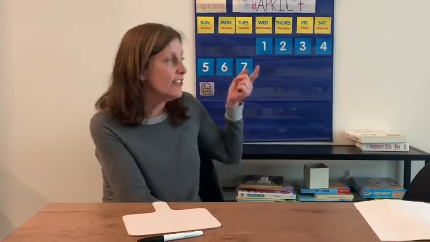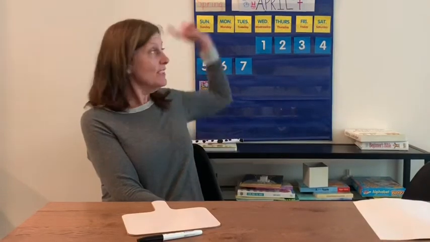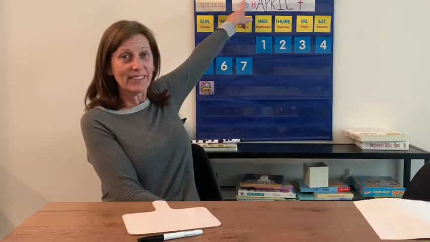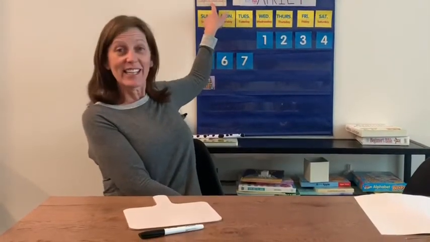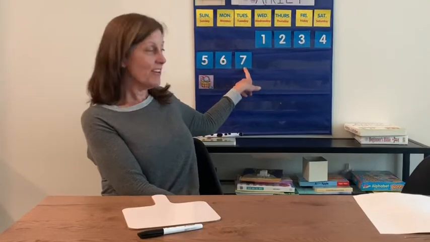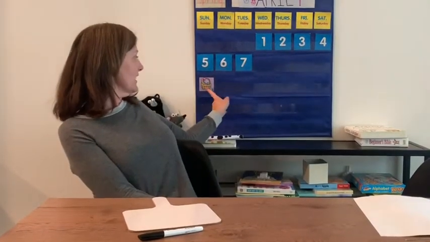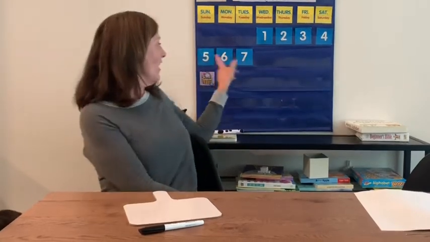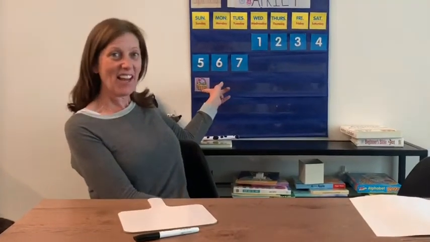But before we do that, we'll take a quick glance at our calendar. You see, it's still April, it's still spring, and we are up to day number 7. It is April 7th. Let's see how many more days till Easter. 1, 2, 3, 4, 5. Not long to go.